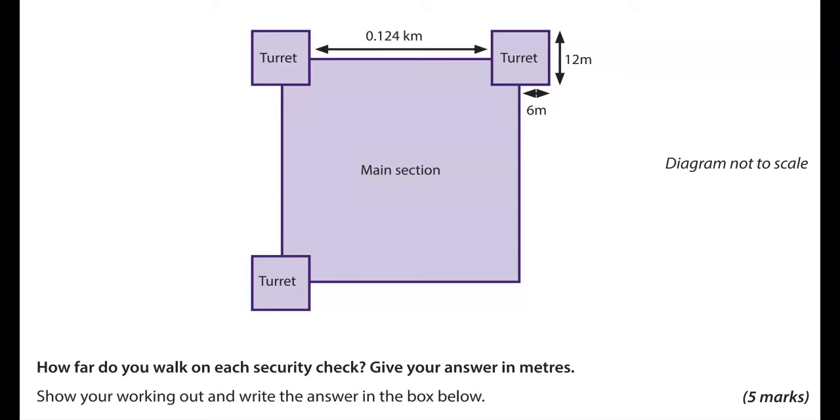So we've got to work out the perimeter of this shape. What we're given so far is this length here, which is 0.124 kilometers. We've got the length of a turret, which is 12 meters, and we've got this length here, which is 6 meters. So this one here will be 6 meters, this one, this one, this one, and this one. So this one here will be 12.